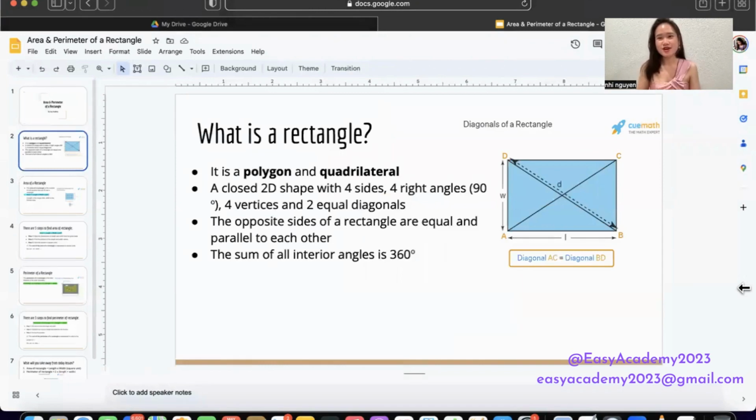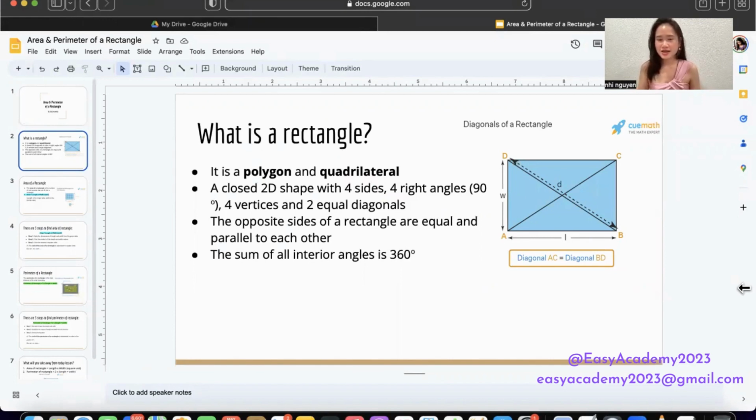First of all, let's talk about what is a rectangle. A rectangle is a polygon and a quadrilateral. It is a closed two-dimensional shape with four sides, four right angles, four vertices, and two equal diagonals.